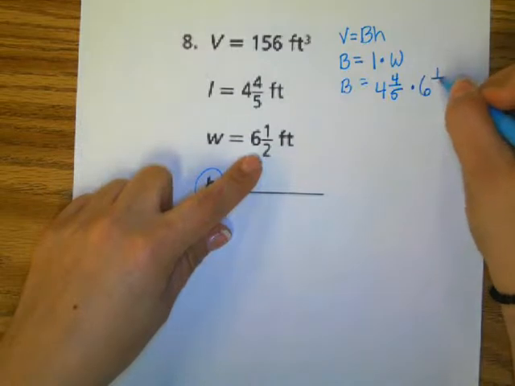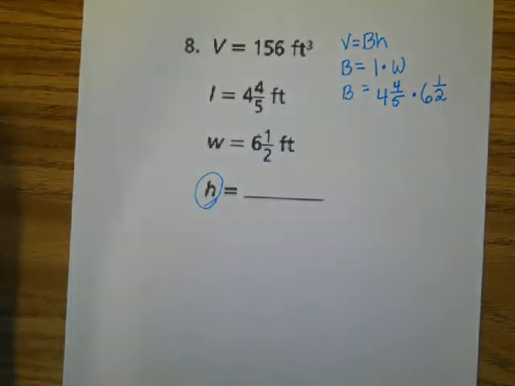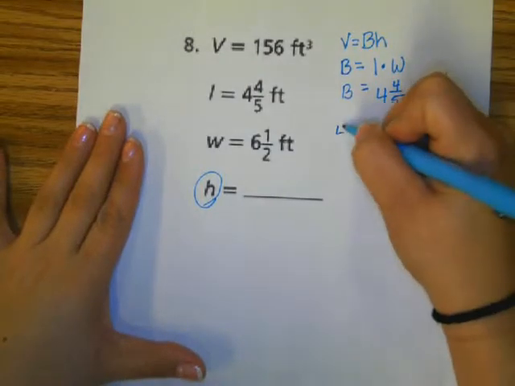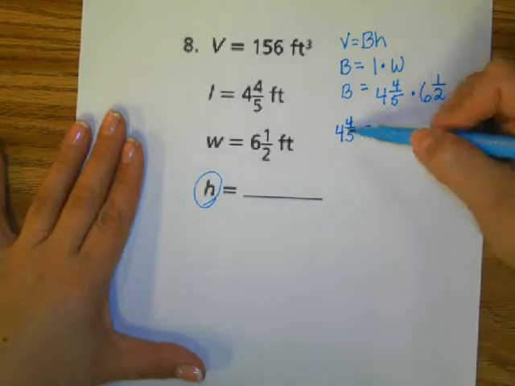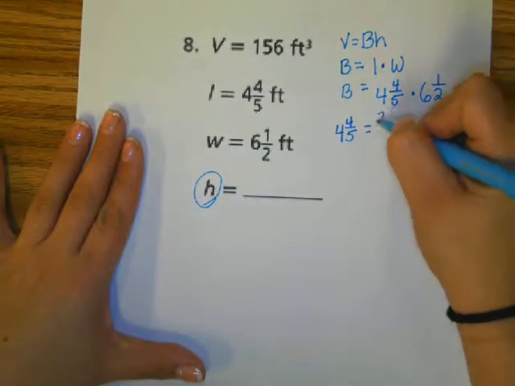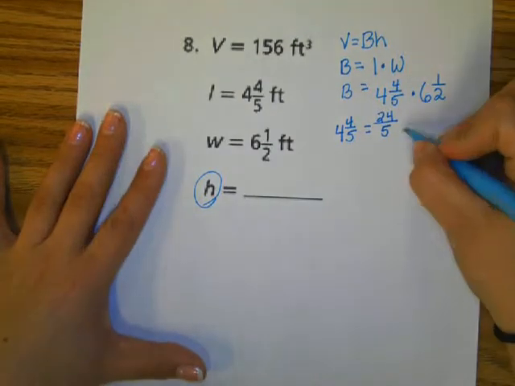So I know 4 4/5 would be 5 times 4 is 20, plus 4 is 24. I keep my denominator, times, then I have to figure out 6 1/2, right? So 2 times 6 is 12, plus 1 is 13. Keep my denominator of 2. So then underneath, I rewrite it as 24/5. Kayla, are you writing this down with us? Okay. Times 13 halves.